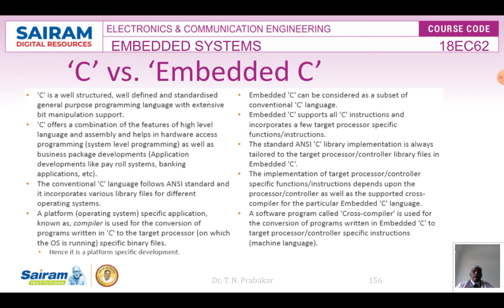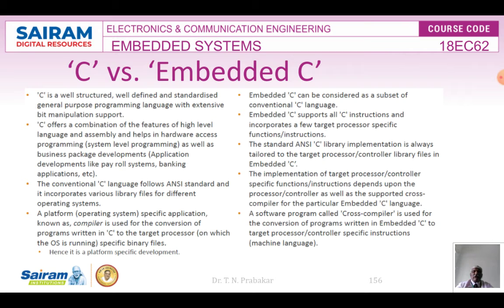Here again, the standard ANSI C library implementation is always tailored, but it is tailored towards the target processor which we are going to use. And here a platform specific application known as a compiler is used to do the conversion of the program from C to a high level language. In the case of embedded C, we will be using a cross compiler. Instead of a compiler, here we are going to use a cross compiler, which will be running on a system, but not for the same processor, but for a different processor that will be cross compiled.